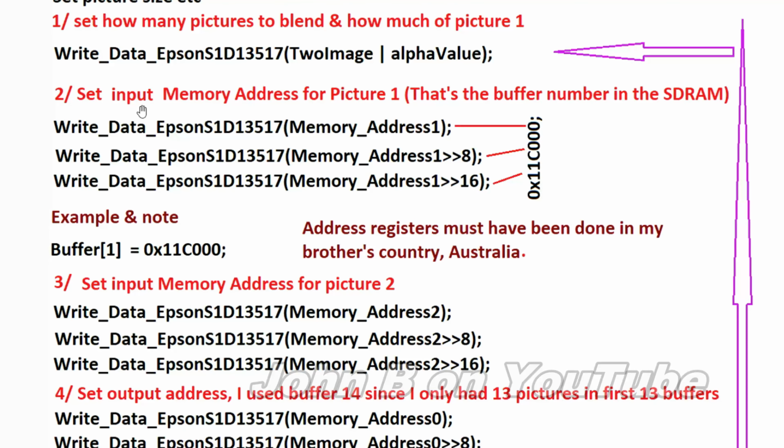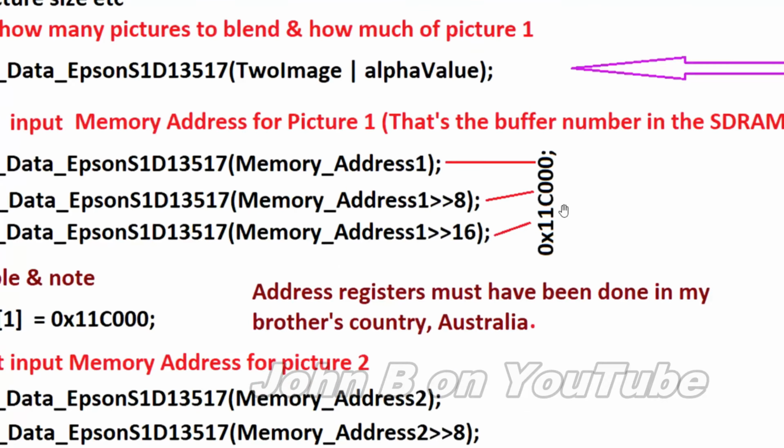So step 2, set the input memory address for picture 1. That's the buffer number in the SD RAM. Write data Epson memory address 1, memory address 1 shifted 8, memory address 1 shifted 16. So I've got an example and note. So buffer 1, for example, 11C000. The address registers must have been done in my brother's country, Australia. And here's the number turned on its side.